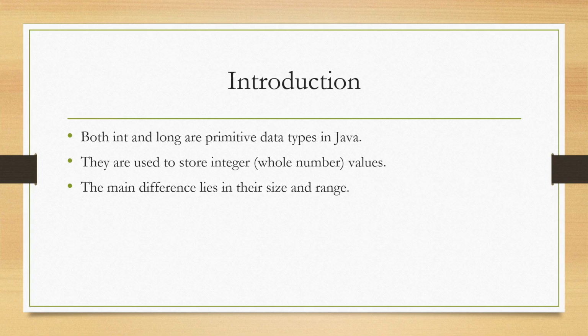First, let's understand what a data type is. In Java, a data type tells us what kind of value we can store in a variable. For example, numbers, characters, or true or false values. Both int and long are integer data types. They store whole numbers. But the difference is in their size and the range of values they can hold.